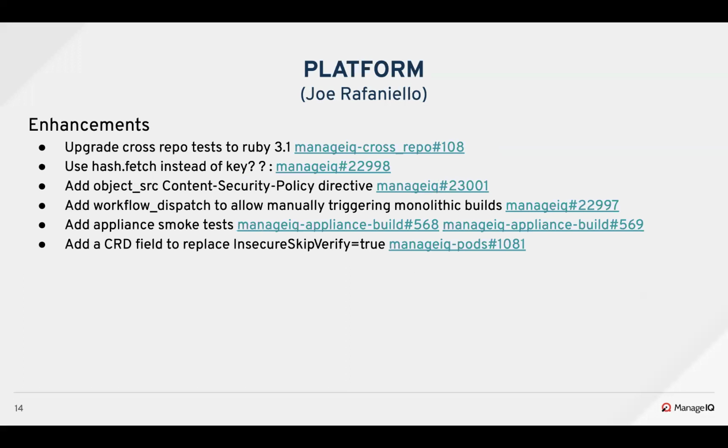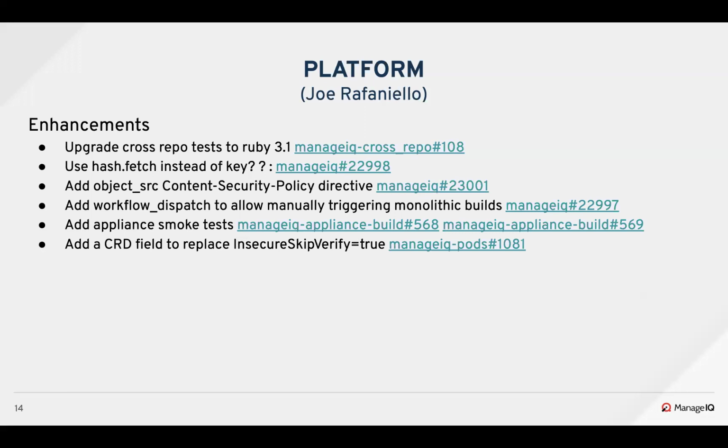Thanks, Adam. For platform enhancements and improvements, Keenan updated the cross-repo tests to use Ruby 3.1. He also made a small code improvement to use hash fetch instead of key?. Jason added the missing object source CSP directive, since some scanners were explicitly looking for these fields.